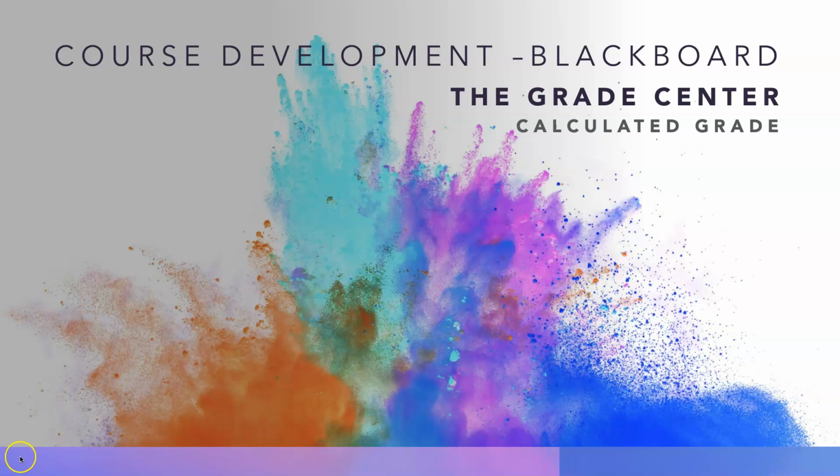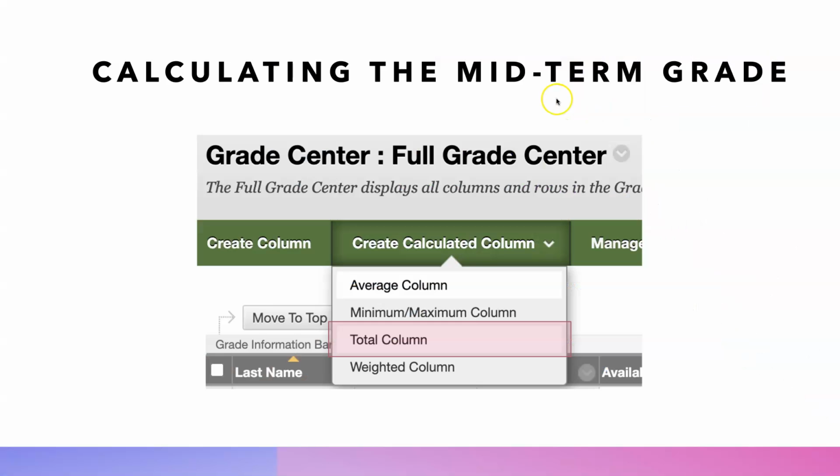Welcome. Every once in a while, there will be a need to calculate a grade in the grade center. An example that comes to mind is that of the midterm grade. In order to set up a column for the midterm grade, we would need to select a total column option from the Create Calculated Column menu.